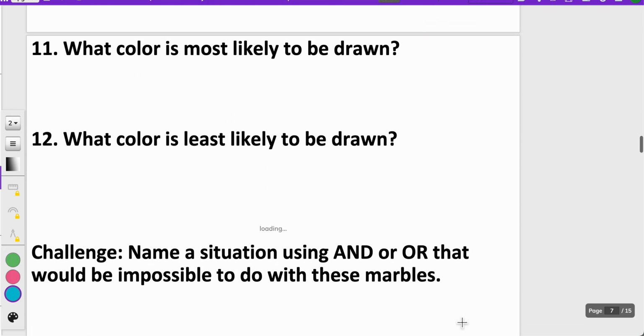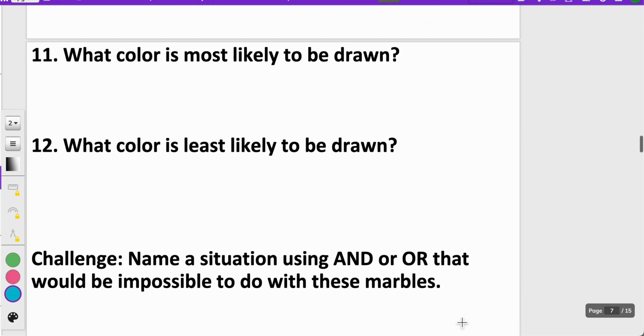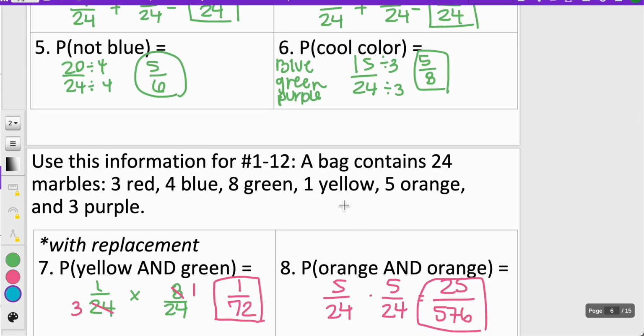All right. Out of all these, what color is most likely to be drawn? Well, the most one that shows up is green.